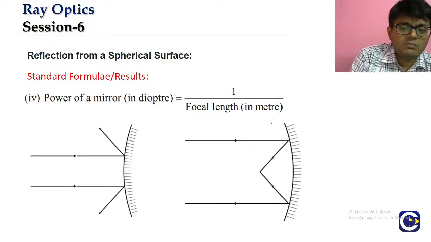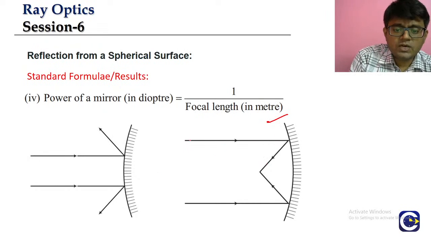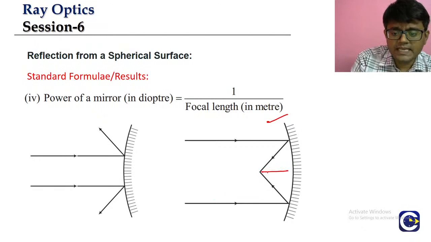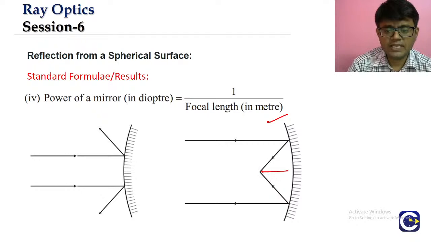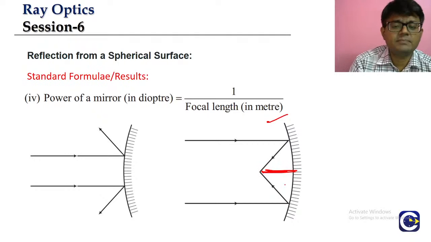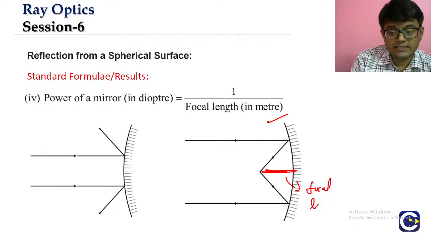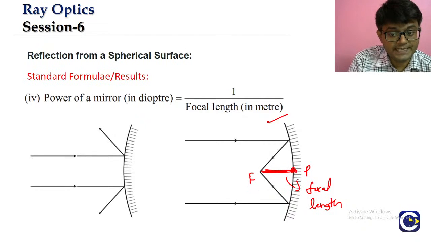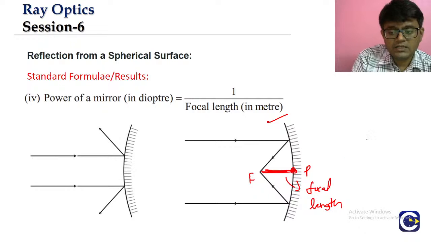But here, look at it now. Think about a concave mirror. You are sending a parallel beam of rays. It is converging to, say, a point over here. What will this distance be? It is the focal length, isn't it? When you measure from pole to principal focus, the length is called the focal length.